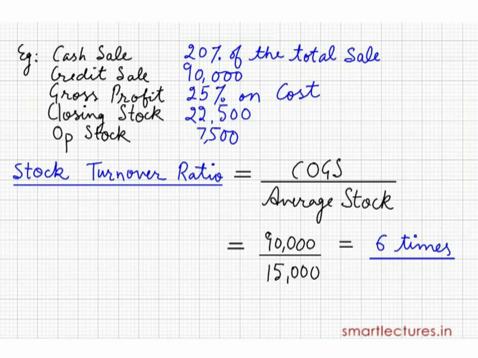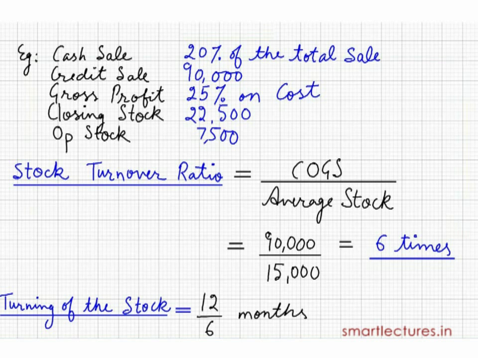If we want to calculate the turning of the stock in months, it can be calculated. That will be 12 months upon 6, means 2 months. The stock is turned in this company after every 2 months.